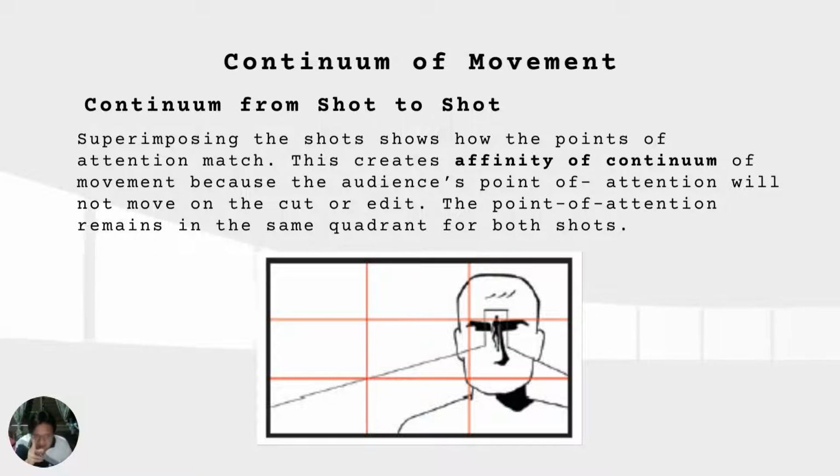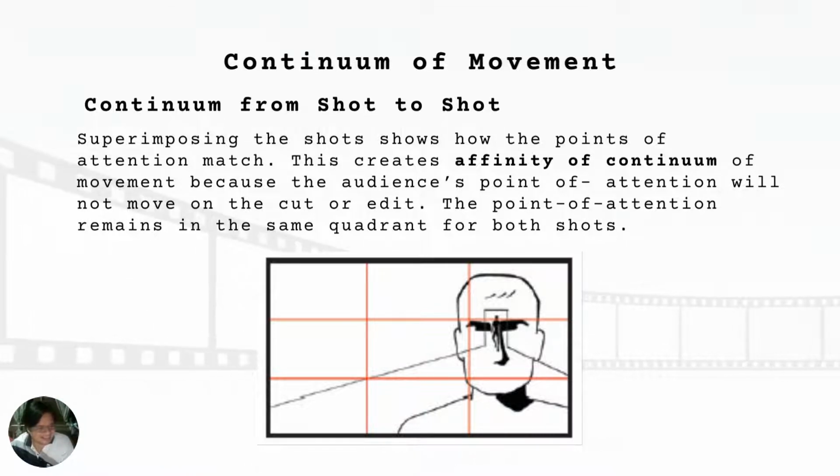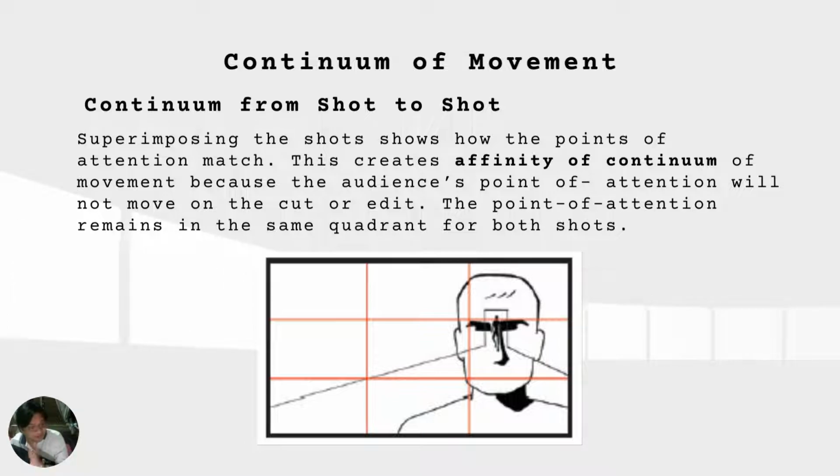So, the point of attention of the audience does not move when you cut from one shot to another. Okay, so that's affinity of movement. Now, for example, if the point of attention moves from the left side to the right of the screen, now you create contrast. The continuum of movement within a shot or in a series of shots can be planned in the storyboard. This is where the art of directing comes in. You work with your DOPs or your cinematographers for these kinds of techniques.